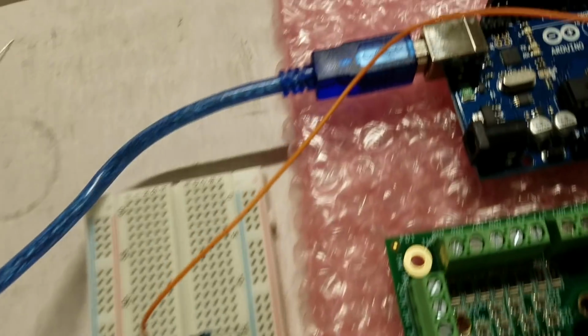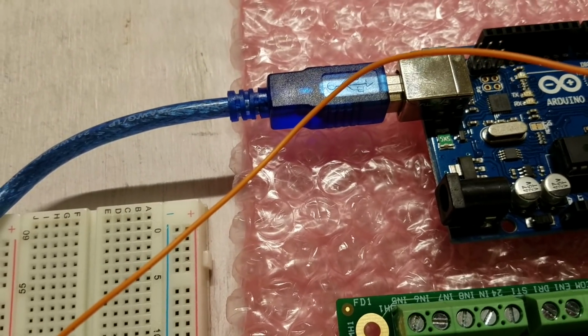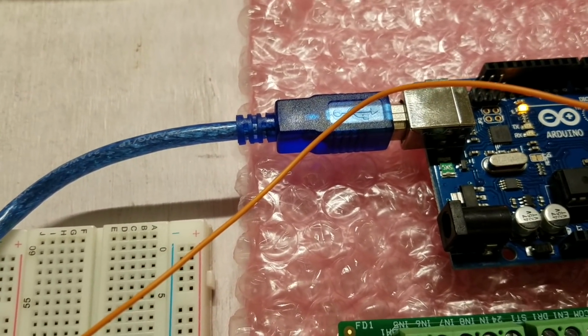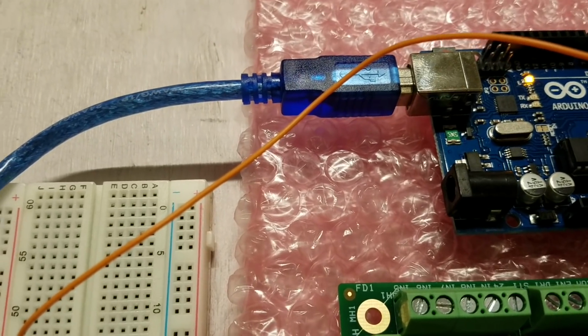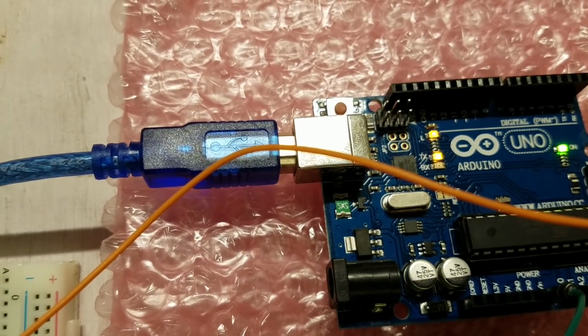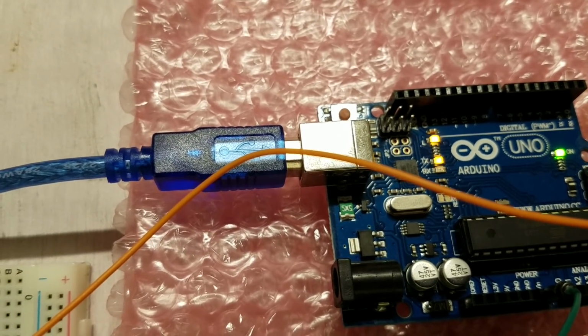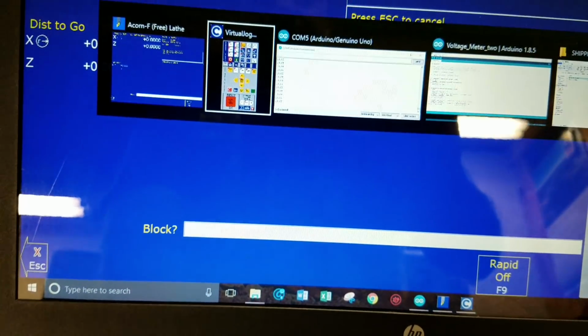So higher RPM, the faster the LED blinks, which is no big deal. It's just kind of a visual thing here. So if I put it back on 10,000 RPM, you see it blinks a lot faster. So that's pretty much it in a nutshell, without getting too complicated.